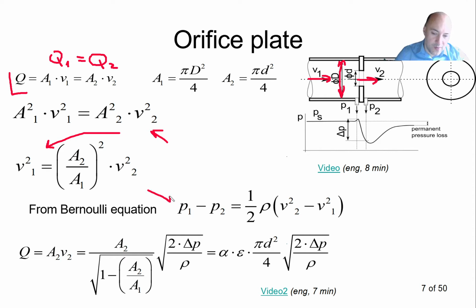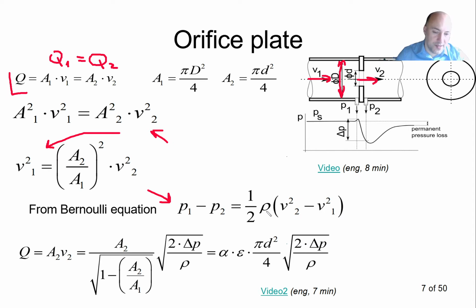And now from the Bernoulli equation we can find a relation between the pressure difference and the velocities. So we can say that the pressure difference equals this part of the formula here. Here we can say that this is the difference between the squared values of our velocities.